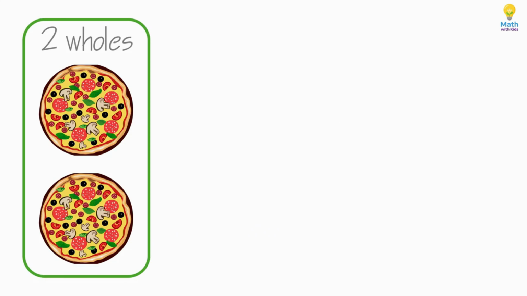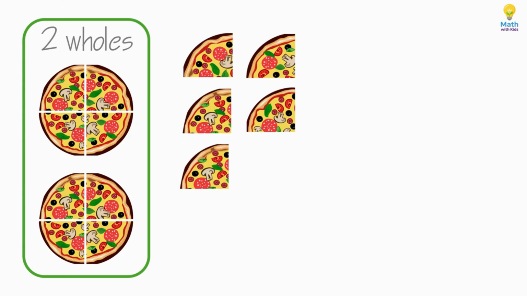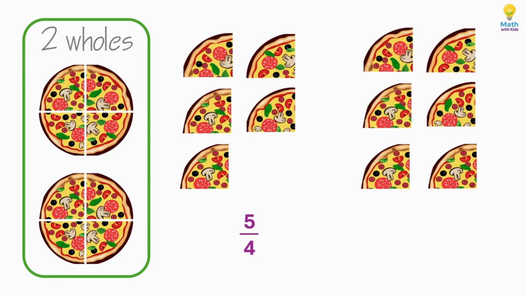Suppose we have 2 pizzas cut into quarters, and we take 5 slices. That's 5 pieces of 1/4, which is more than 1 whole. The denominator is 4, so what's the numerator? That's right, it's 5. We read it as 5 quarters. If we take 6 slices, that's 6 quarters.